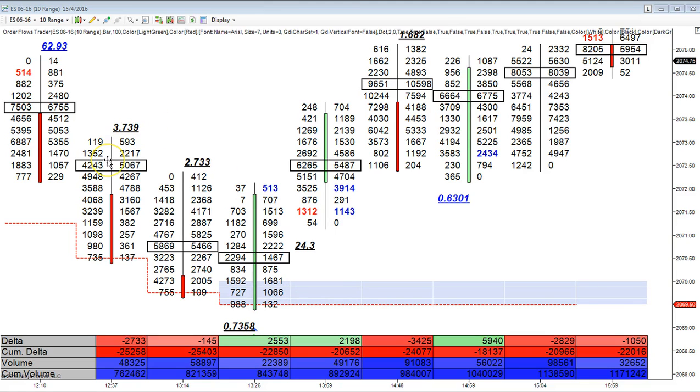So you're seeing a shift, right? The market has gone from a supply-driven market to a demand-driven market. You're seeing the shift happen here. That's what delta scalper is picking up on.